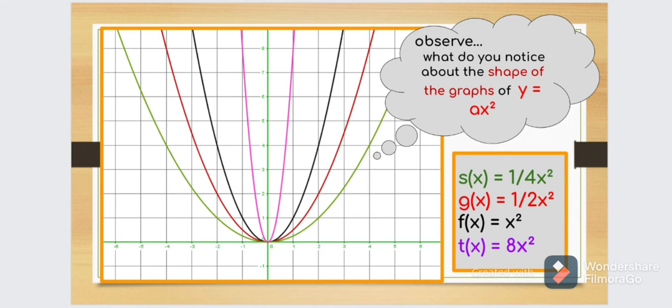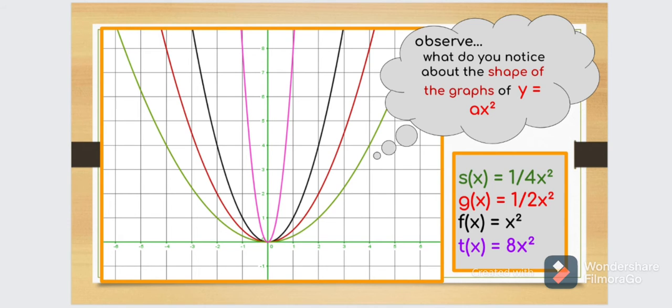What do you notice about the shape of the graphs of y equals ax squared? Given the equation of the functions, we have g of x equals 1/4 x squared, h of x equals 1/2 x squared, f of x is equal to x squared, and t of x is equal to 8x squared. What do you think? Okay, let's have another. Keep that in your head.